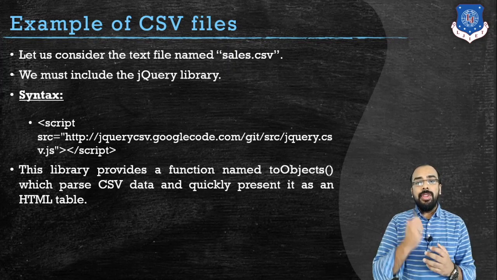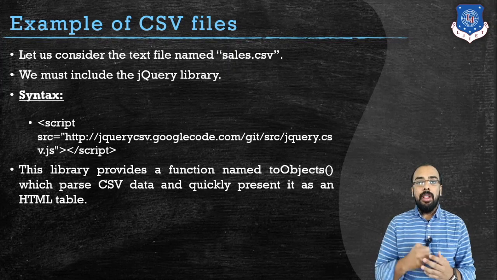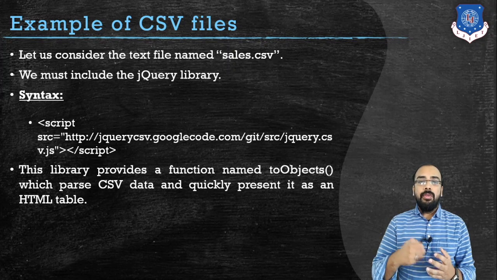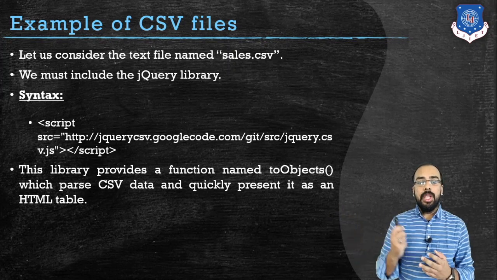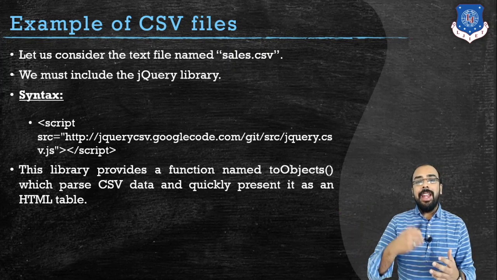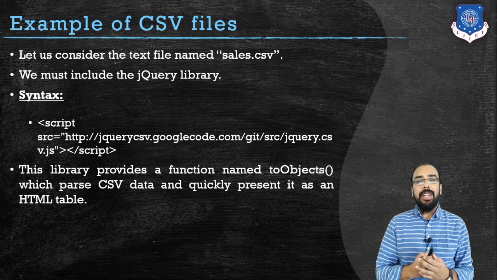First we need to parse our CSV file. The question is how we can parse our CSV file. For that, jQuery provides us a function named toObjects. This allows us to parse our CSV file and represent the data inside our HTML table.